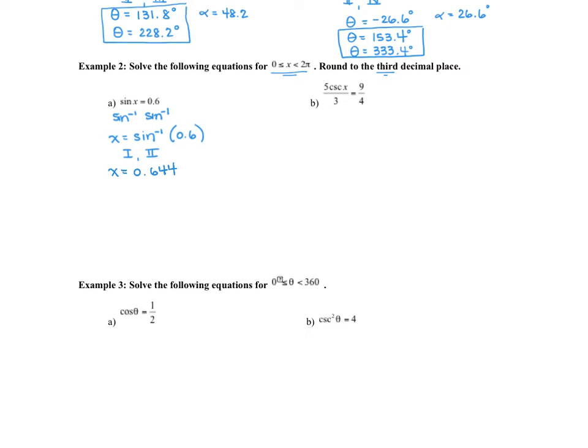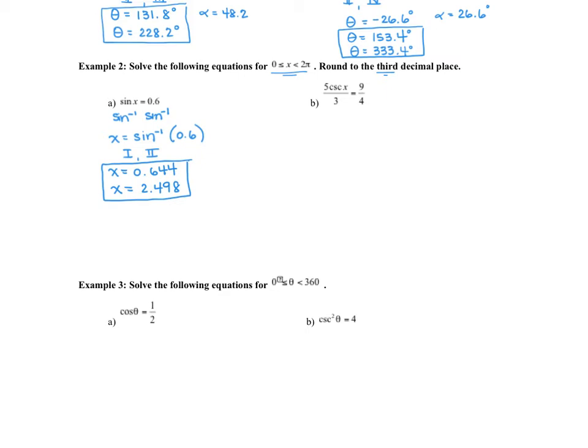So I need to subtract that from pi to get the angle measure in quadrant 2. So if I subtract 0.644 from pi, the other solution I should get would be 2.498. And again, because we're restricting between 0 and 2 pi, I won't add plus 2 pi n to those values because I'm only concerned about those two values, one that's in quadrant 1 and one that's in quadrant 2.